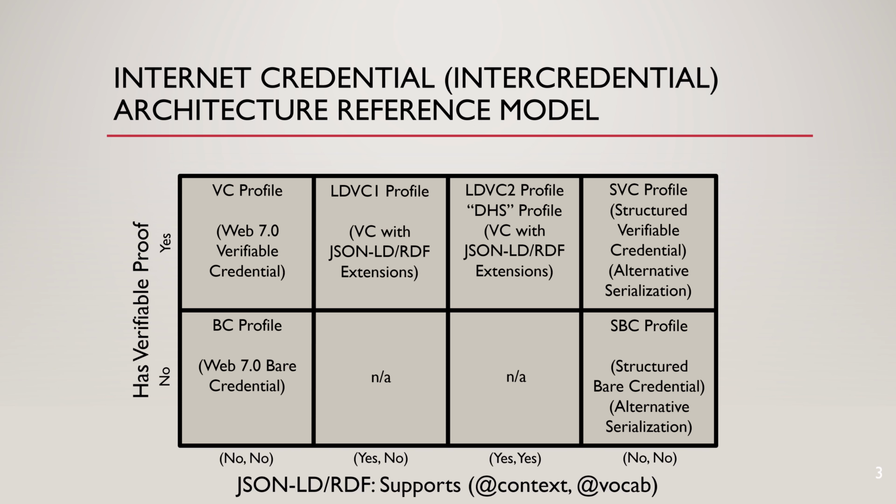So the Internet Credential Architecture Reference Model, or InterCredential model, has two axes, and it's against these two axes that we qualify a broad range of credentials, a broad range of Internet credentials. Verifiable credentials just being one instance, one type, one blood type, if you will, of an Internet credential.